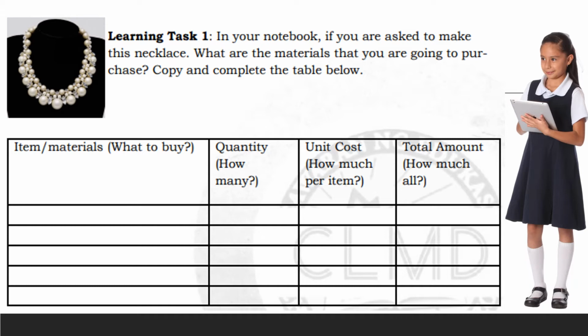So for the table, we have here the first column, the items or what to buy. And then the second column, we have the quantity, which is how many. And the third column is the unit cost, or how much per item. And the total amount, or how much in all, in the fourth column.